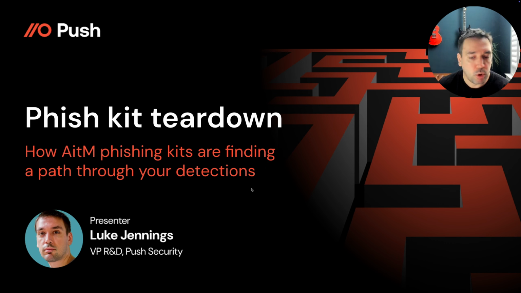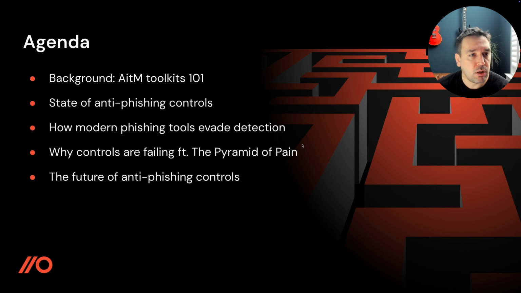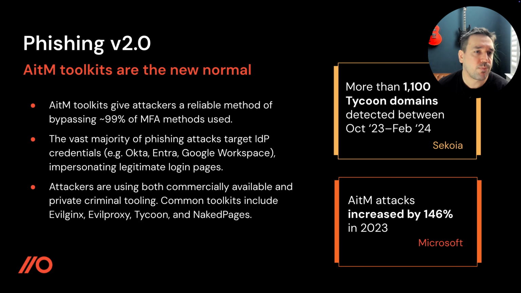Okay, what are we going to cover today? As a quick agenda, as a background, we'll look at attacker in the middle toolkits, that's sort of 101 to set the scene. We'll cover the state of anti-phishing controls and what the general strategies tend to be. And then we're going to dive in deep and look at how modern phishing tools are evading detection. We're going to look at a whole range of techniques there, why the controls are failing, and we'll look at the pyramid of pain and how that features in at the end. And then we'll consider briefly the future of anti-phishing controls.